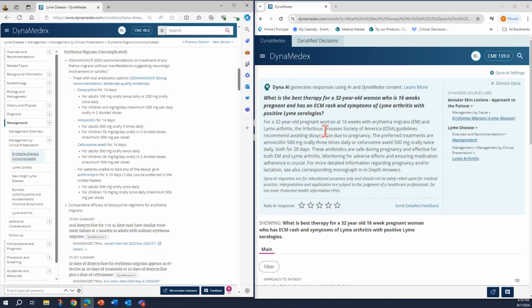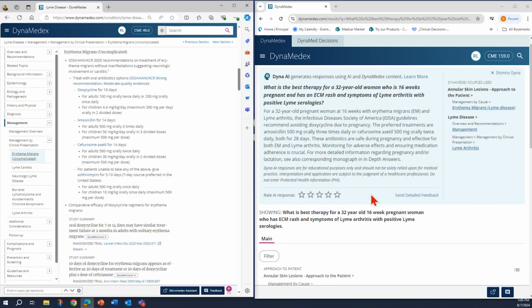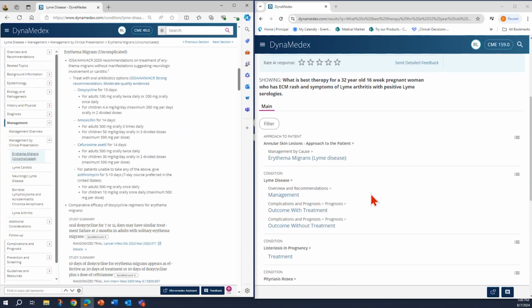For a 32-year-old pregnant woman at 16 weeks with ECM and Lyme arthritis, the IDSA guidelines recommend avoiding doxycycline due to pregnancy. The preferred treatments are right here: amoxicillin, 500 milligrams orally 3 times daily, or cefuroxime axetil, 500 milligrams orally twice daily, both for 28 days. Once again, the specific citation or chapter and verse as to where the information is extracted from, and the topics down here below as well.